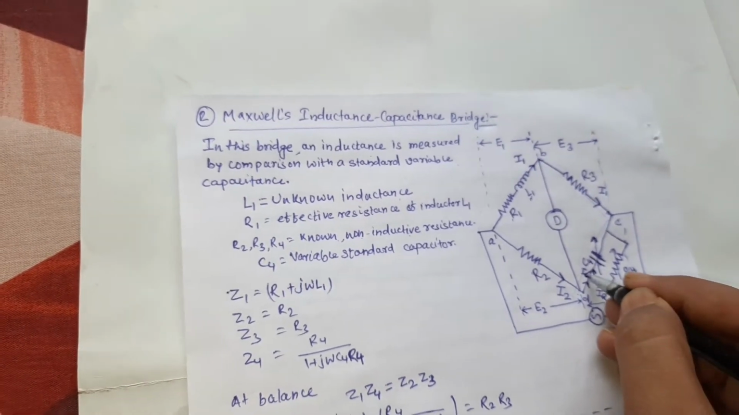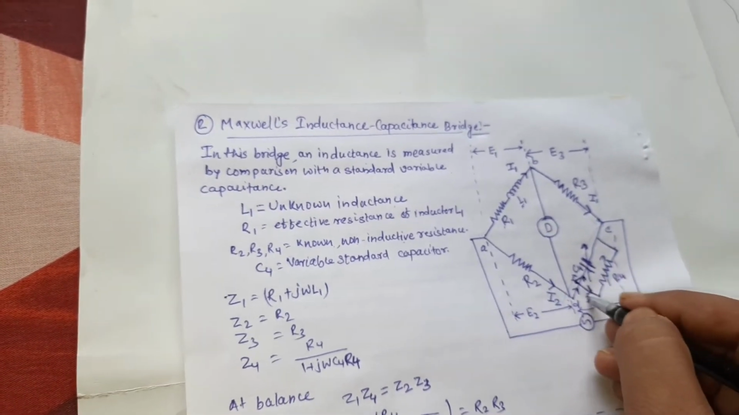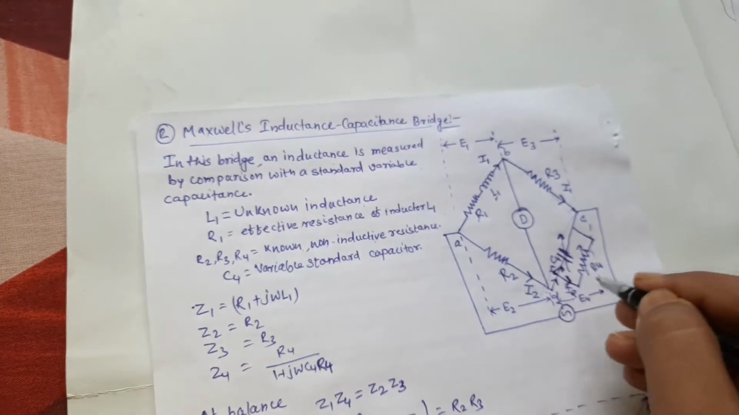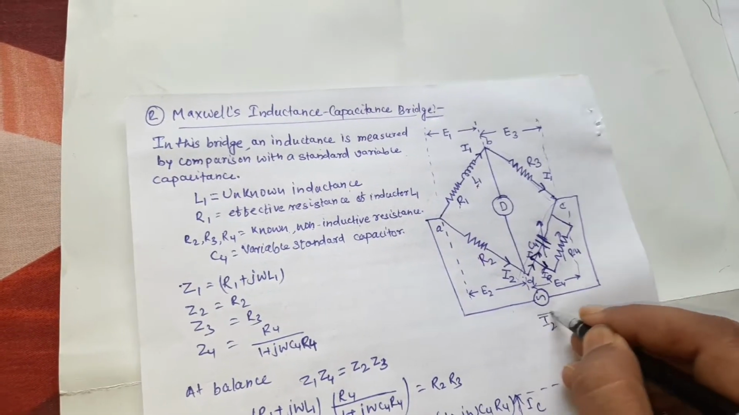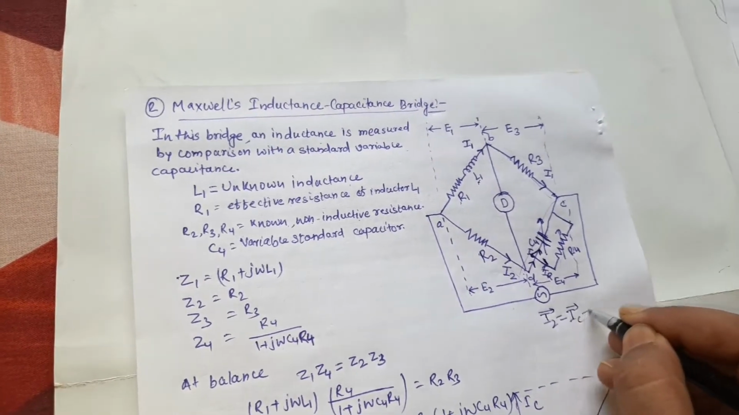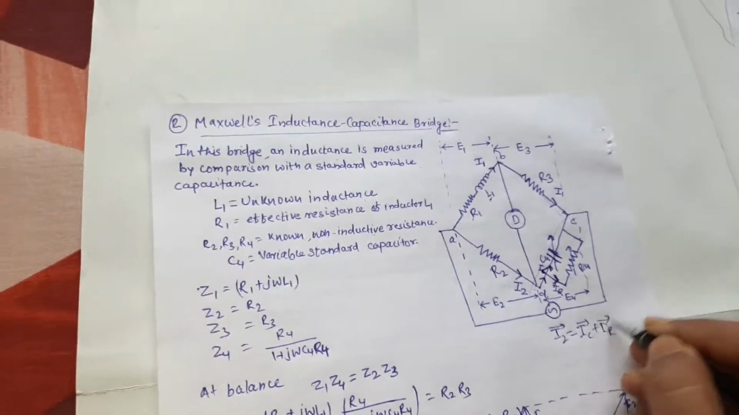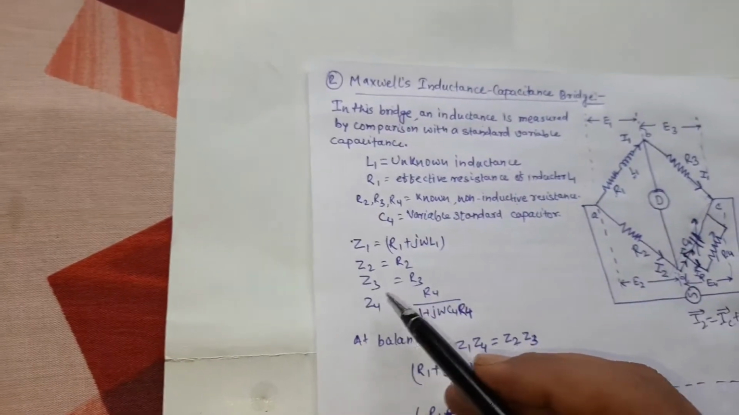Divided into two parts, IC and IR. That means IC is the current through the capacitor and IR is the current through resistance. So I2 in the phasor sum is equal to IC plus IR. Next we have to first find out each branch impedance.